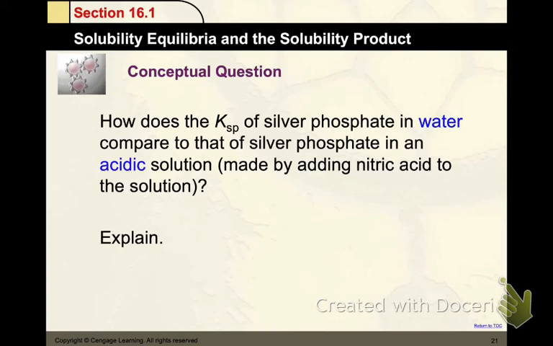How does the Ksp of silver phosphate in water compare to that of silver phosphate in an acidic solution? Well, the Ksp is the same. The Ksp is the Ksp unless you change the temperature or you change the compound. So the solubilities may be different, but the Ksp value itself does not change. It is still your equilibrium of silver phosphate breaking down into its ions.